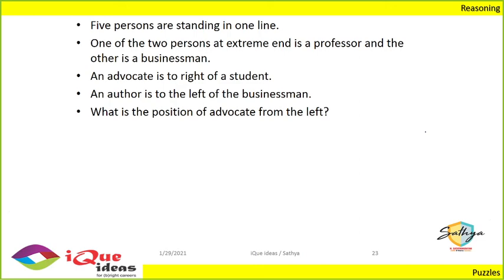So, what's given to us? The data says that there are 5 persons standing in a line, right? 1, 2, 3, 4, 5. One of the 2 persons at extreme end is a prof, the other is a businessman. If this is a prof, this could be a businessman, but alternatively, this could be a prof and this could be a businessman. We have to consider both the possibilities.